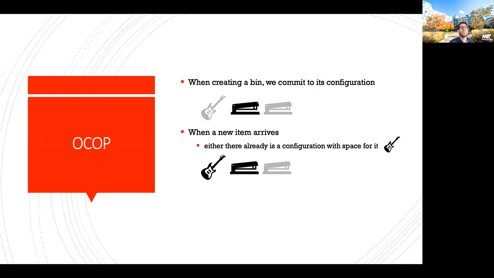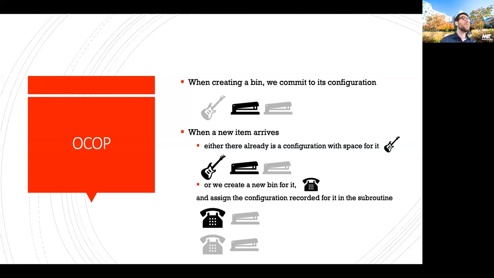Now, when an item arrives, and we've already created a bin with a configuration that has space for that item, then we can just place that item into one such bin. For example, if we previously created this configuration with 1 guitar and 2 staplers, and now a guitar arrives, then we can add the guitar to that configuration. On the other hand, if we don't have any spaces reserved in the existing bins for the type of item that arrives, in this case, it's the phone that arrives, then we create a new bin for it. At that point, we solve the LP and check what configuration items of the current type, in this case the phone, go in the most often. Then we create a new bin and commit the new bin to that configuration and place the item in it. In this case, the configuration with 2 phones, 2 staplers.